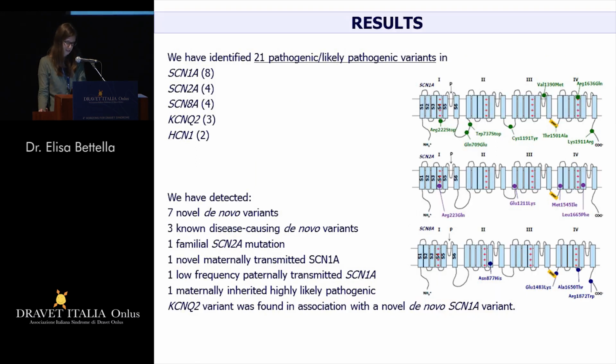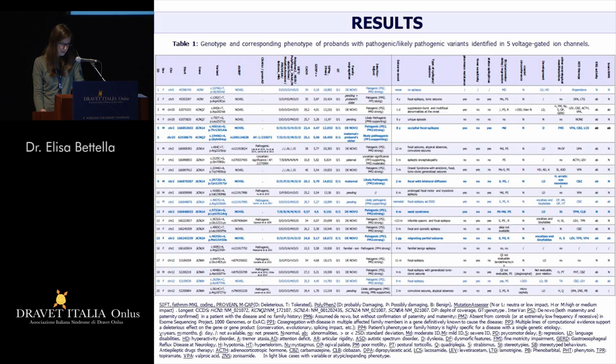We have identified 21 pathogenic or likely pathogenic variants in ion channels, SCN1A, 2A, 8A, also KCNQ2 and HCN1. And we have detected different kinds of variants, such as novel, de novo, non-disease-causing variants, and familial transmitted variants. And the variants in the sodium channel are widespread along the protein sequence.